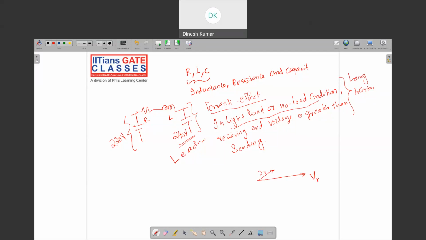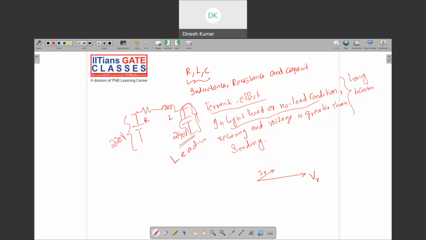There is absolutely no load connected across it. There is no inductor or capacitor actually connected at this particular point. So if you think like this, it is almost connected to a capacitor at the end. That is where the current is actually in leading condition.